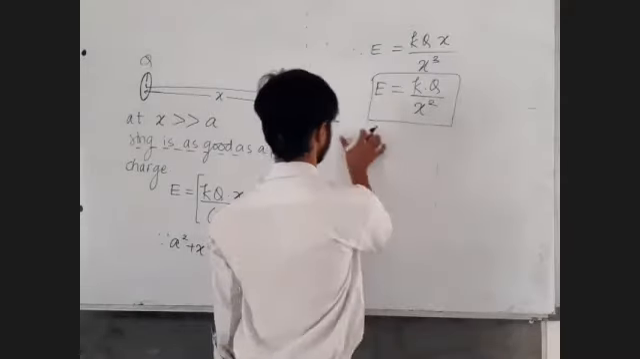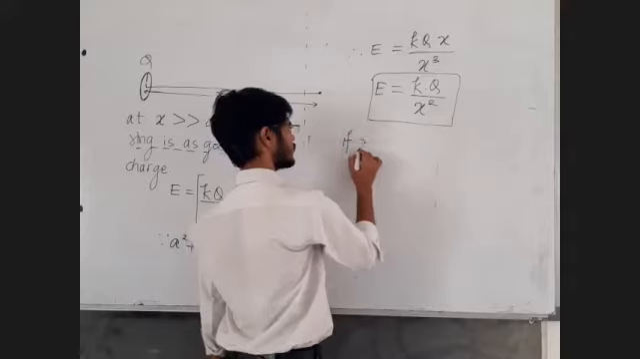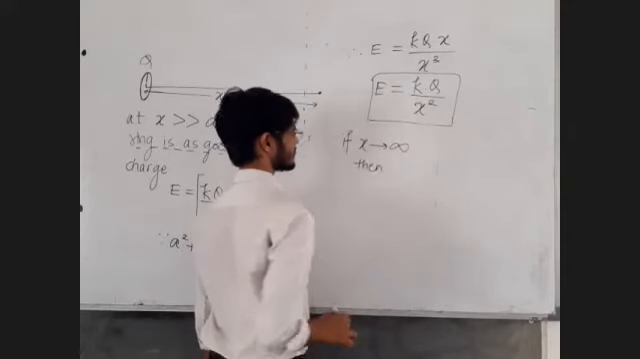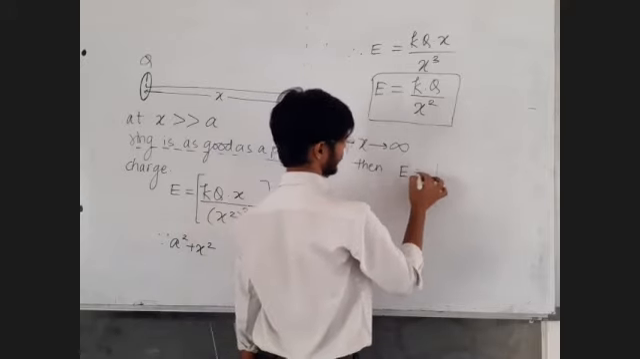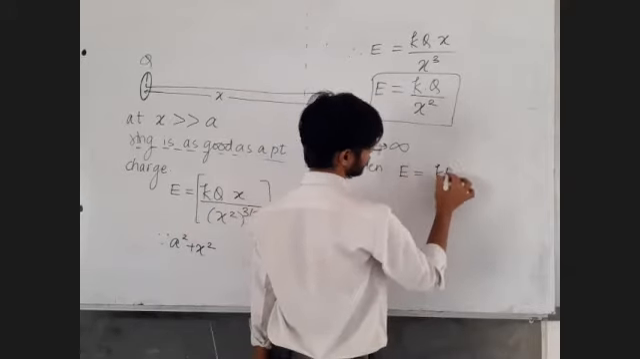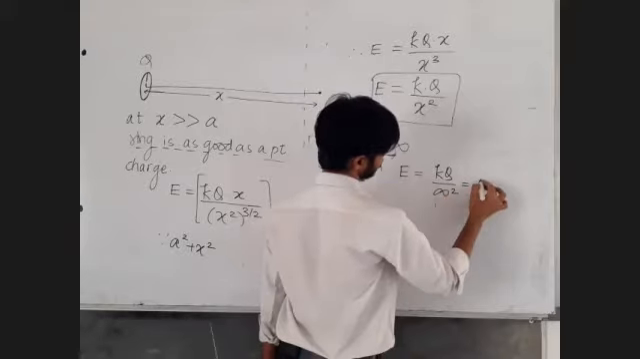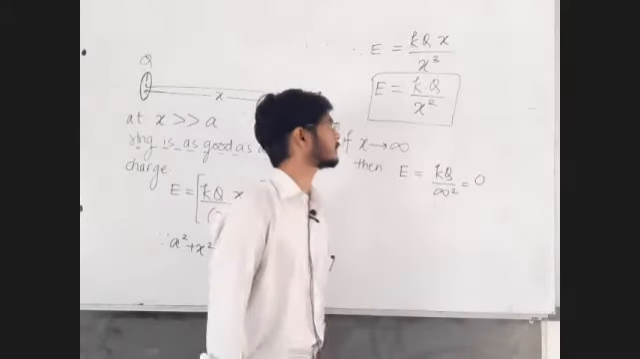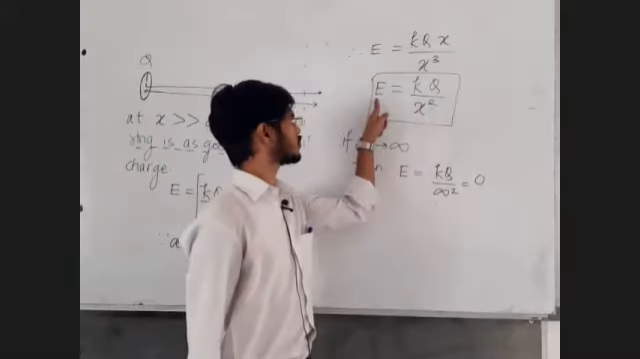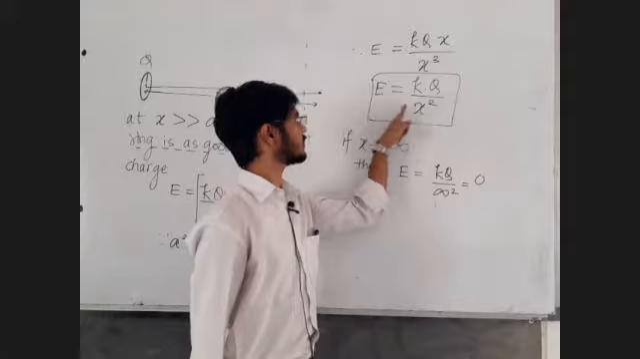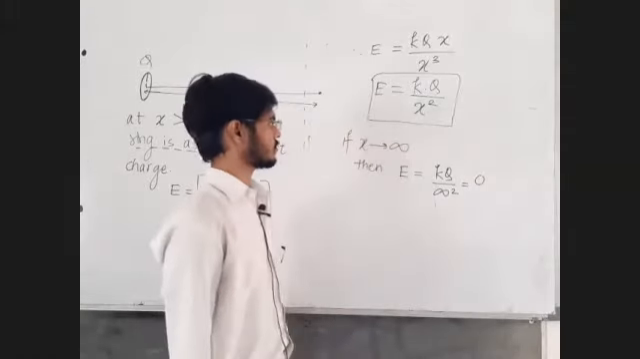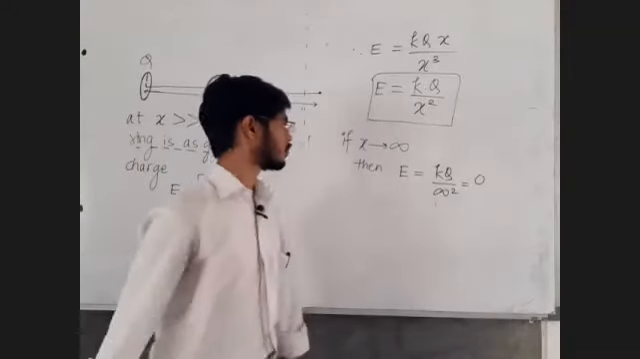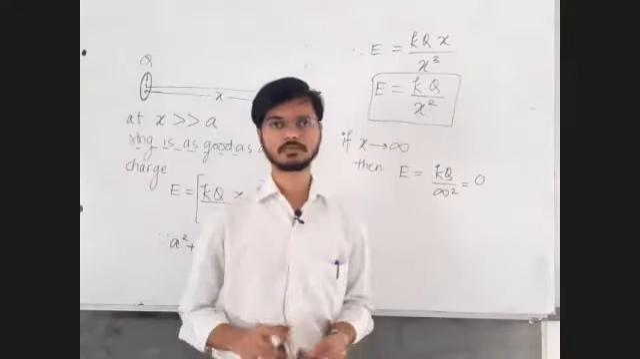Now here you may say, if x is tending to infinity, then you are at very large distance from the given point charge, then definitely electric field will be equal to 0. At very large distance from the ring, the electric field is definitely going to be equal to 0, certainly. Because as x increases, electric field should go on decreasing, and at infinity it is equal to 0. That is certainly right, no doubt. Write down this also.